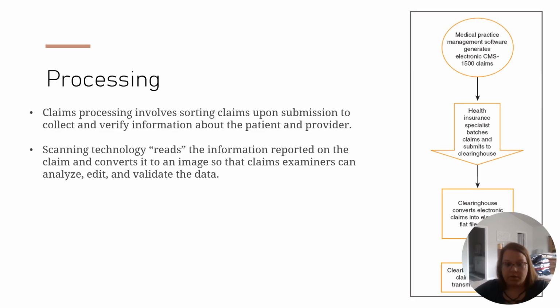After submission, it goes into processing, and this is where the claims are sorted. When they're being sorted, they are verifying the information, kind of like what I said needed to be correct. They will then scan it into their system, and a lot of times they have automated systems that will read that for them to help analyze and validate the information.